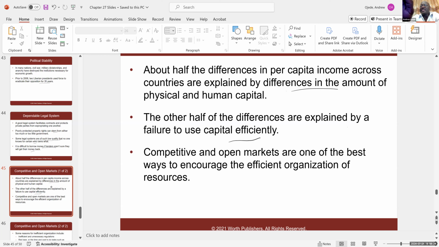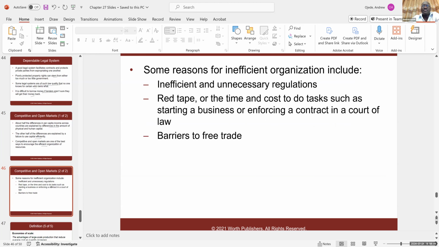Competitive and open markets are one of the best ways to encourage efficient organization of resources, like open markets like the United States. Some reasons for inefficient organization include inefficient and unnecessary regulations, red tape, or the time and cost to do tasks such as starting a business. Can you believe in certain countries, it might take you 6 months to just move your paperwork to register a business? Some take up to 2 years.